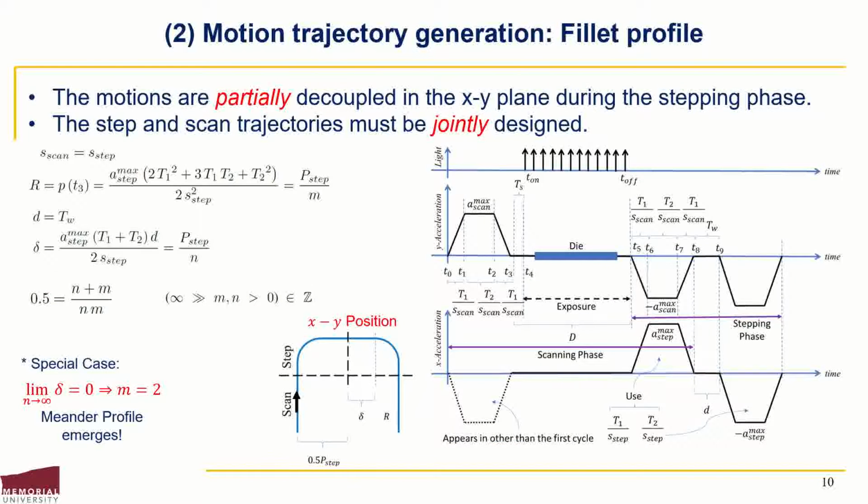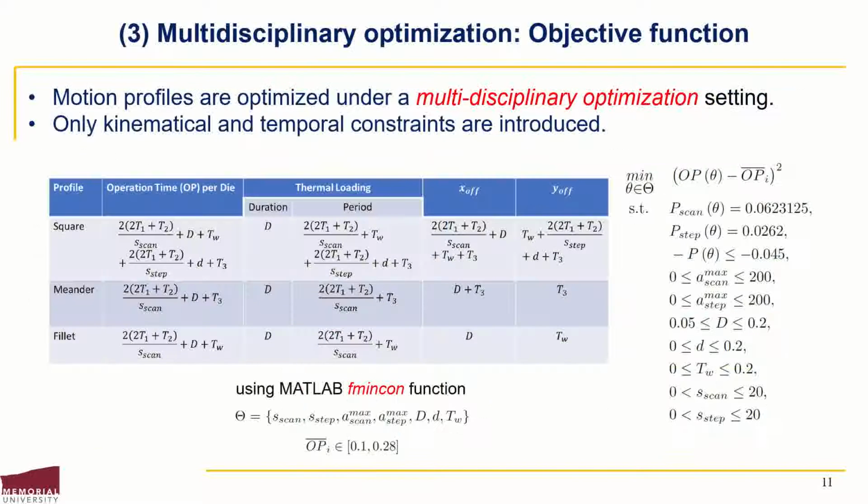Unlike the previous profiles, in the fillet profile, the motion is partially decoupled in the XY plane during the stepping phase. This is clear from the timing diagram shown. Note that the XY position may have a flat region during stepping. Interestingly, by adjusting a certain parameter of the fillet profile, the Meander profile will emerge as a special case. Like the Meander profile, both the step and scan trajectories must be jointly designed.